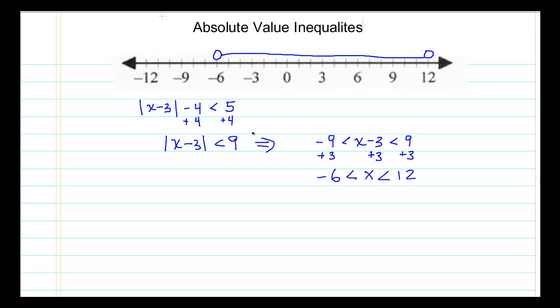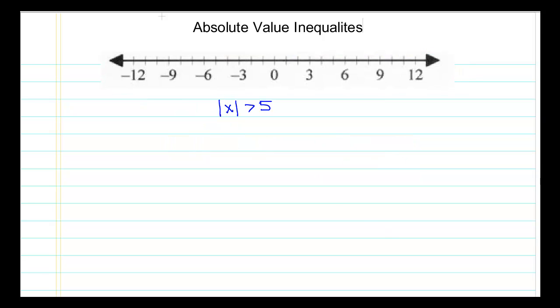Okay, now we're going to look at, so far all the ones we've looked at, we've had absolute value less than a number. So let's look at what if this happened to be a greater than. Okay, so now I've written a very simple problem. So let's look at the number line. What numbers on the number line will make this true?